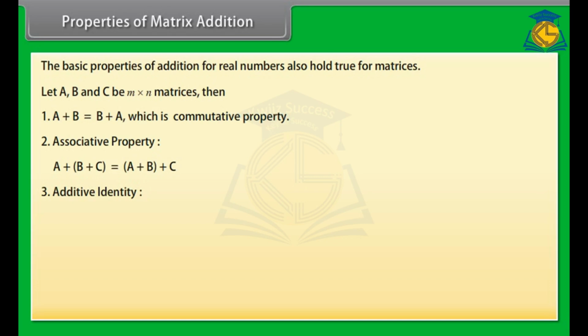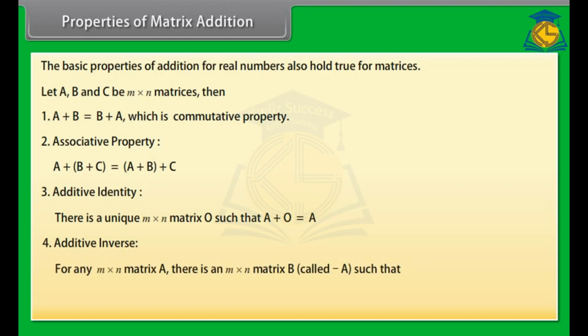Additive identity. There is a unique m by n matrix O such that A plus O is equal to A. Additive inverse. For any m by n matrix A, there is an m by n matrix B called minus A such that A plus B is equal to O.